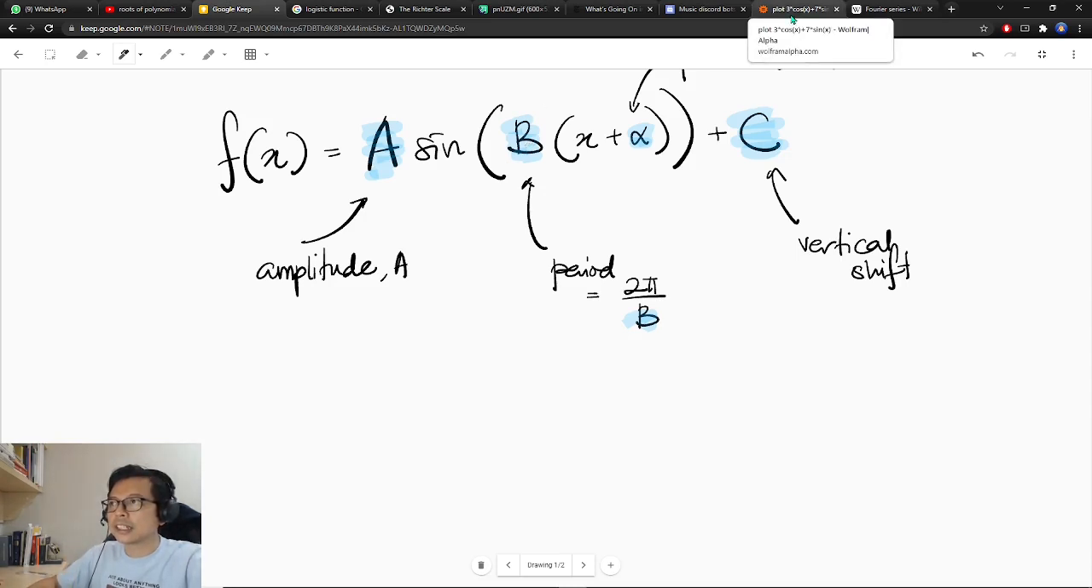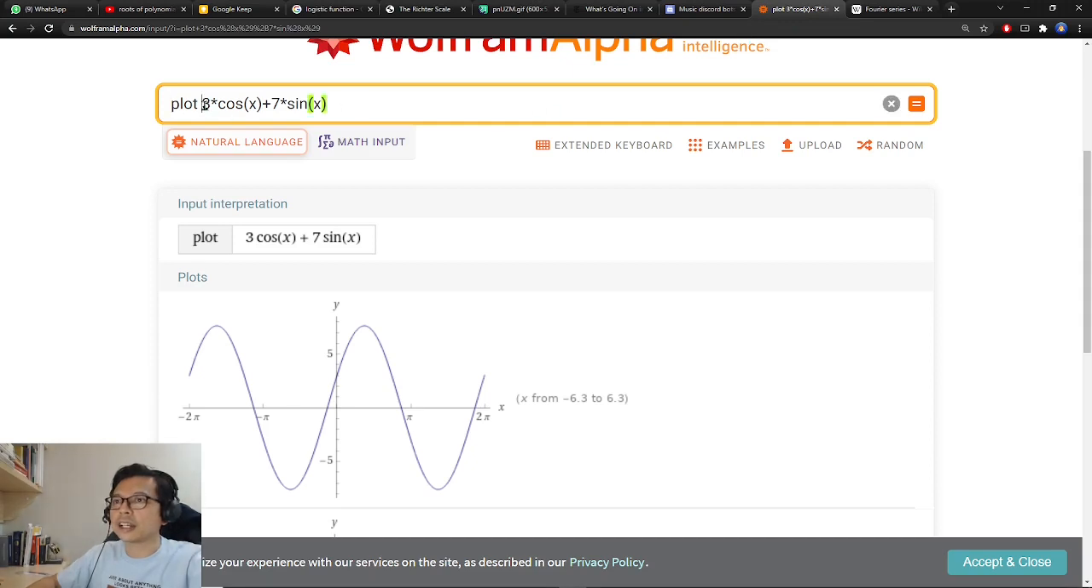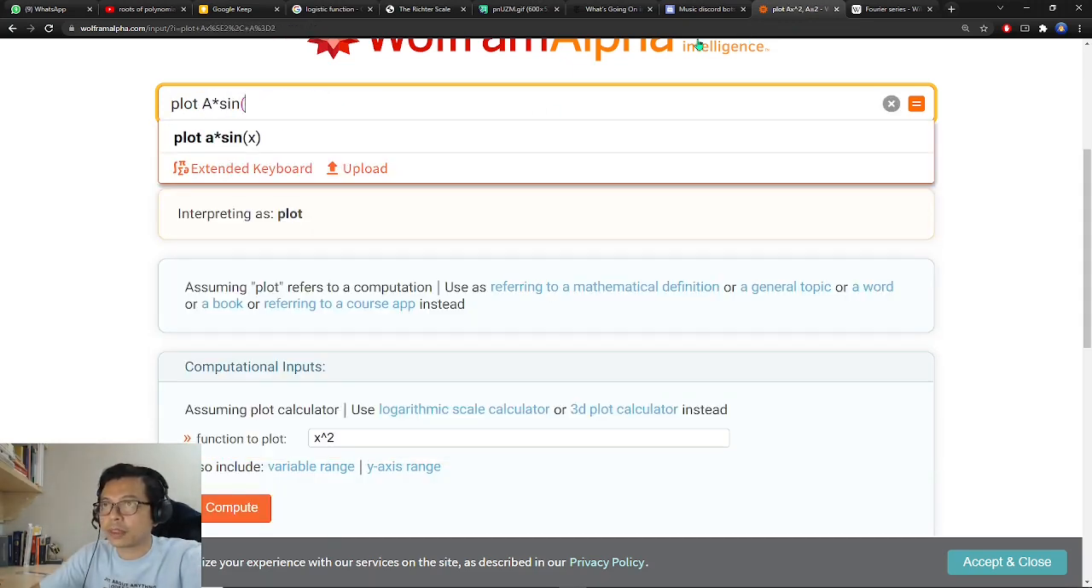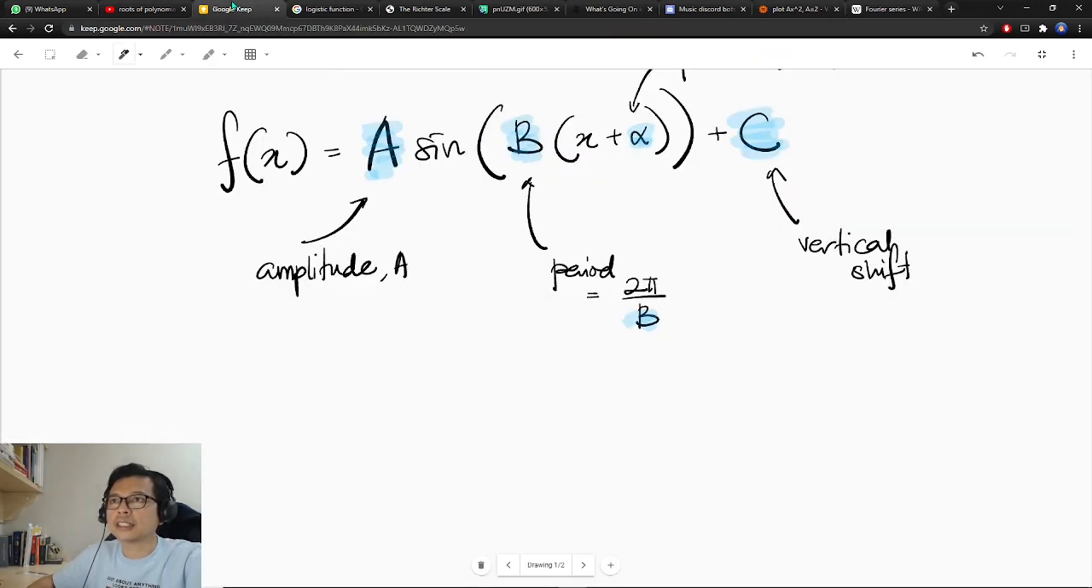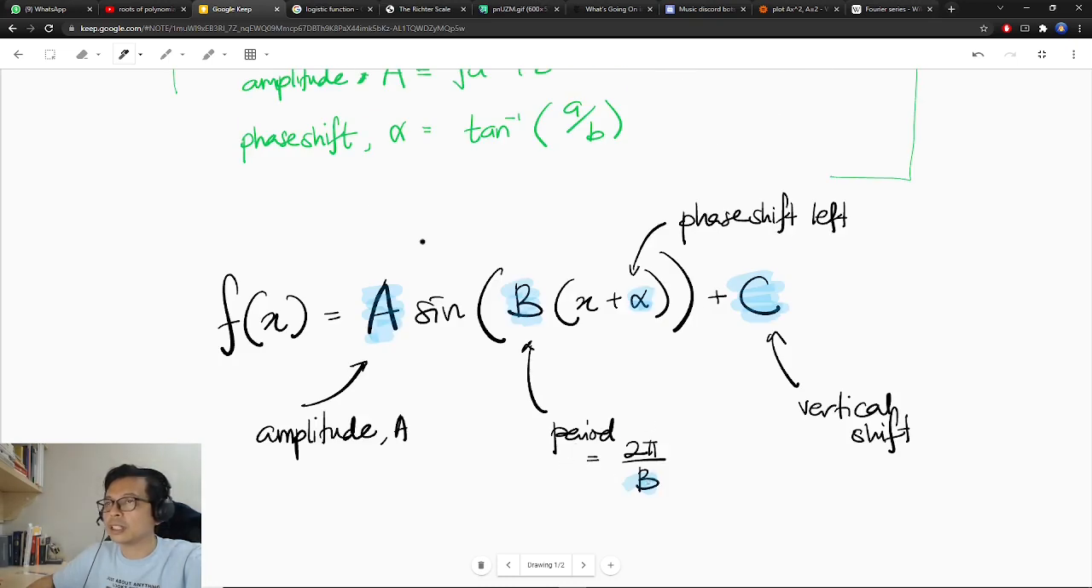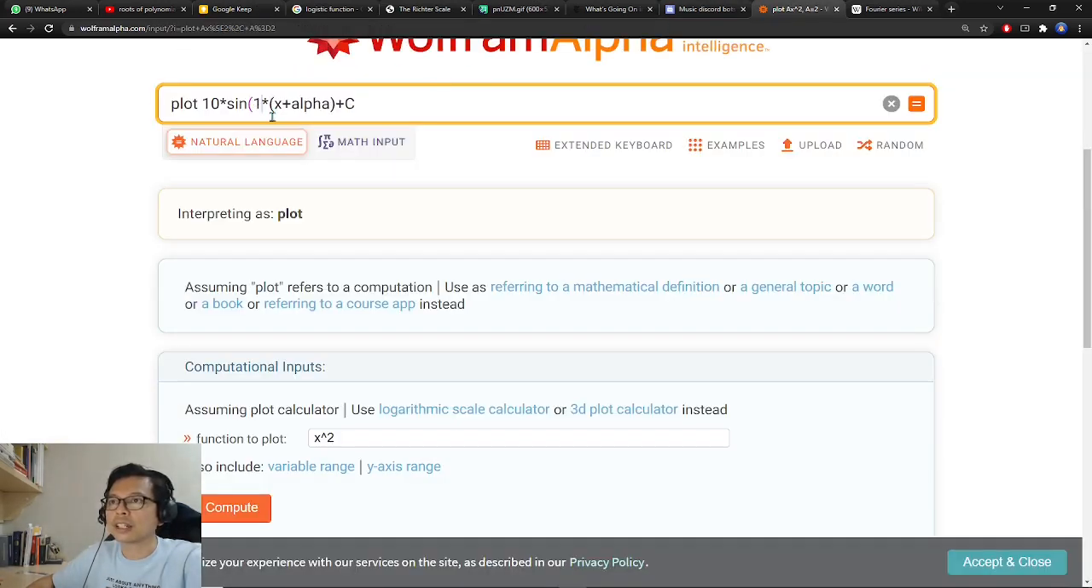All right. So let's try something. I have b times x plus alpha, plus something c. I want to plot something that has an amplitude of 10 and a period of 2 pi. For a period of 2 pi, b needs to be 1. I don't want any shift yet, so I put alpha as 0, and I don't want any vertical shift.